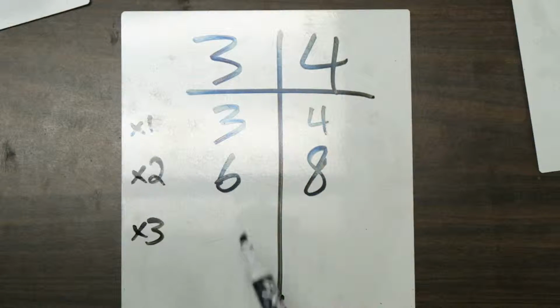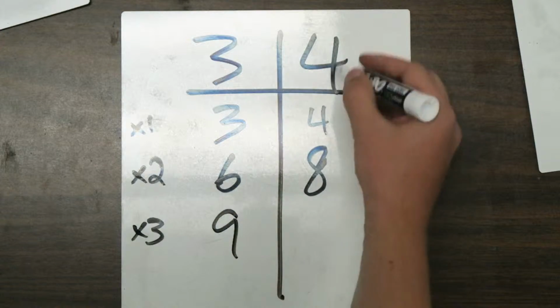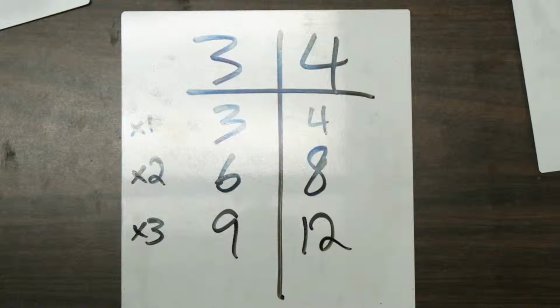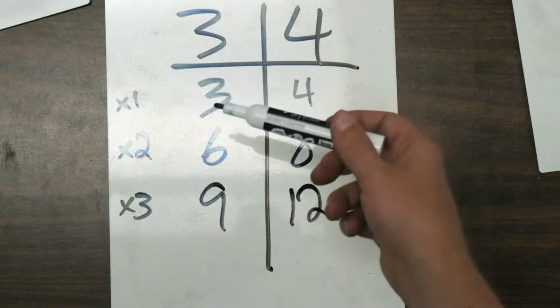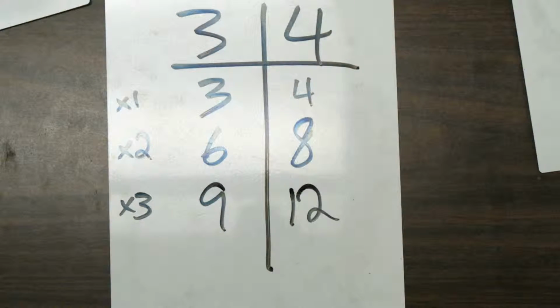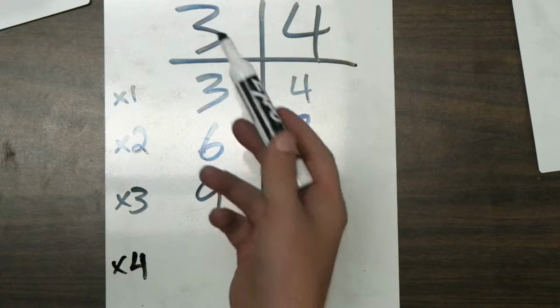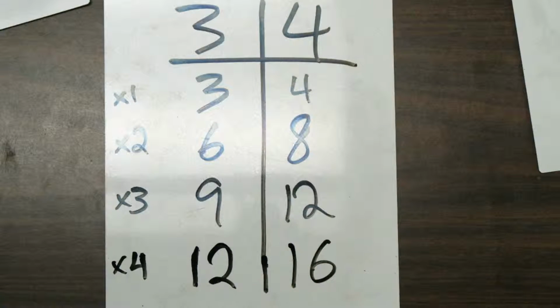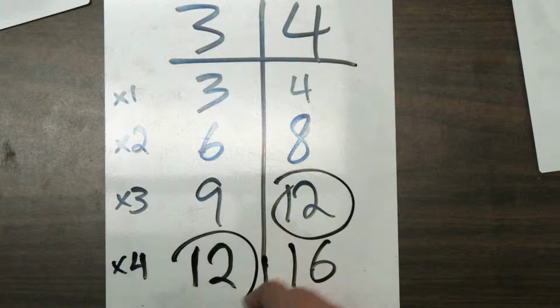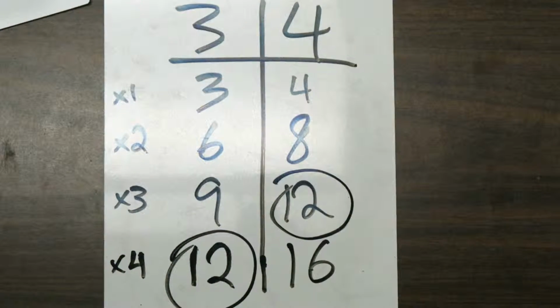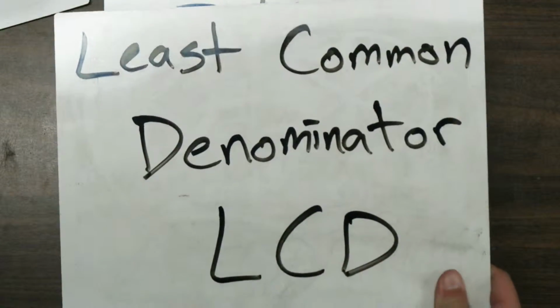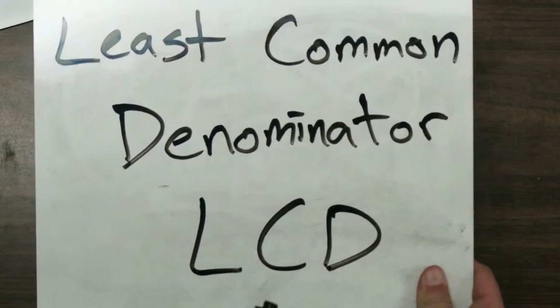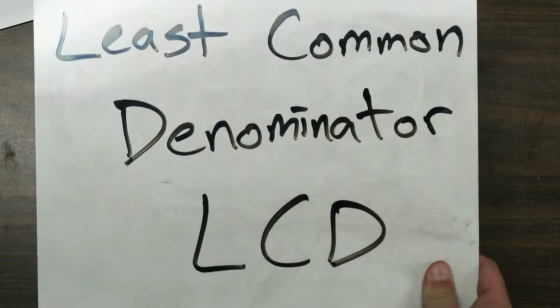Then I'm going to multiply by 3. 3 times 3 is 9. 4 times 3 is 12. I'm going to keep listing their multiples until I find a number that they have in common. Next I do 3 times 4, which is 12, and 4 times 4, which is 16. Now I can stop here because I have a number in common. This number that they have in common is called the least common denominator. I'll refer to it in class as the LCD.